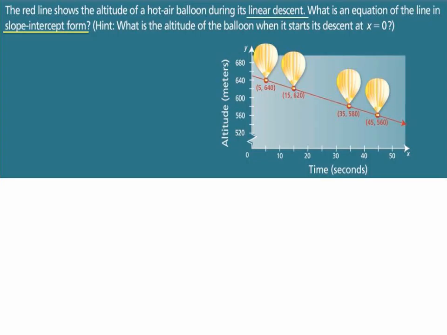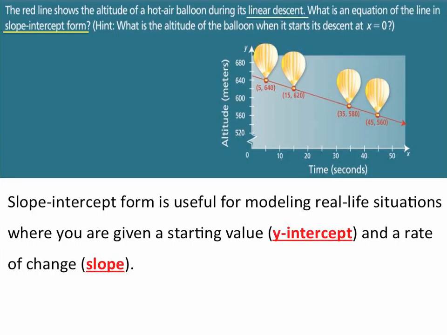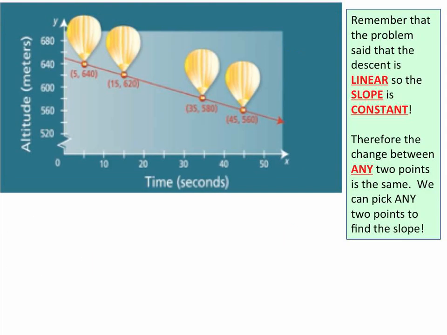All right, here we go. This comes off of last video. The slope-intercept form is useful for modeling real-life situations when you're given a starting value, which would be the y-intercept, and a rate of change, the slope. Remember that the problem said that the descent is linear, so the slope is constant. Therefore, the change between any 2 points would be the same. So we can pick any 2 points to find the slope.